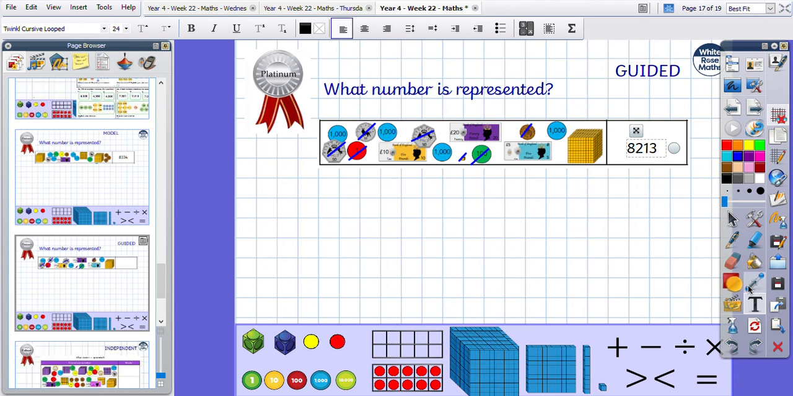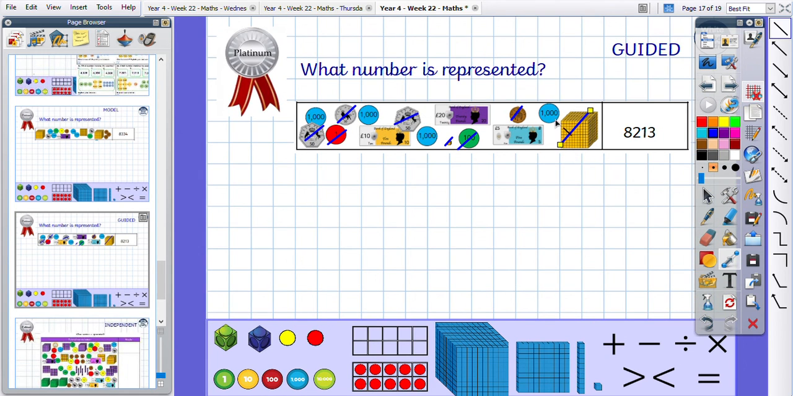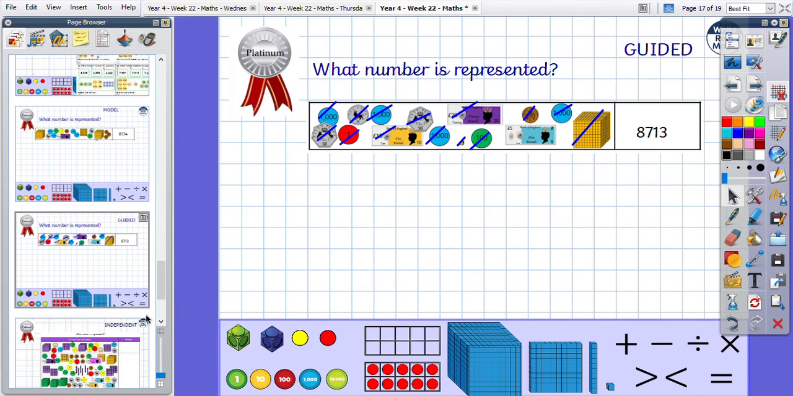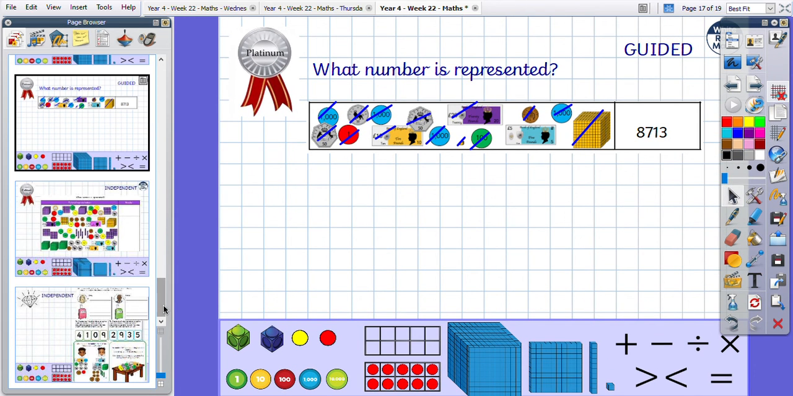Now, have you spotted my error? Because if we check and we cross off what we've used, 2, 3, 4, 5, 6, 7, 8. I've not used my £5 note. Now £5 is 500 pennies, so it would go in our hundreds column. So it would be 8,713. Well done if you spotted my error.